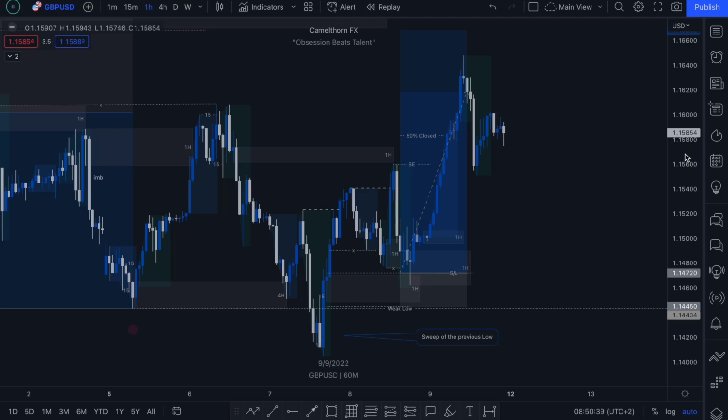What's up, traders? In today's video, I will be performing a trade recap on this beautiful counter trend setup that I managed to catch on GBP USD. So stay tuned.